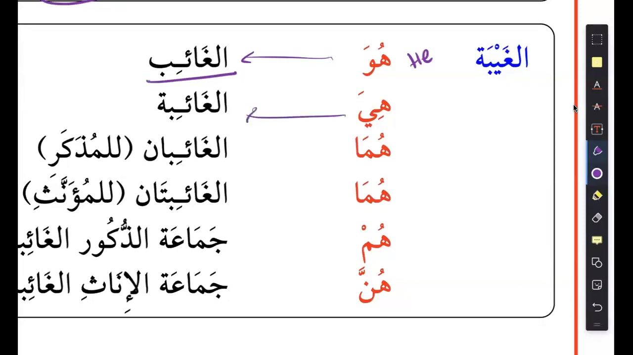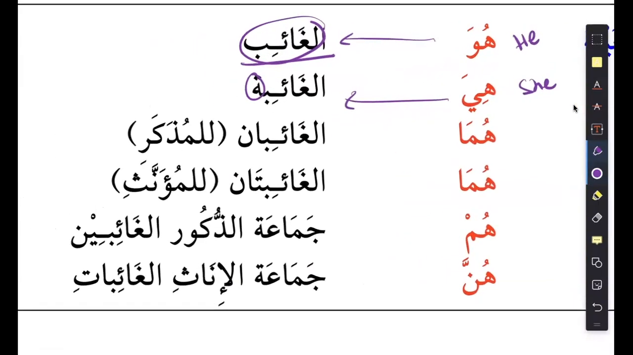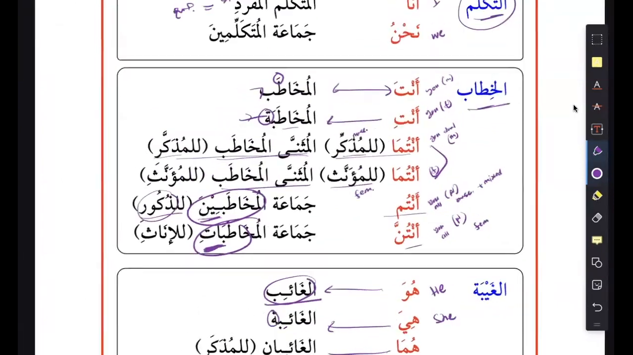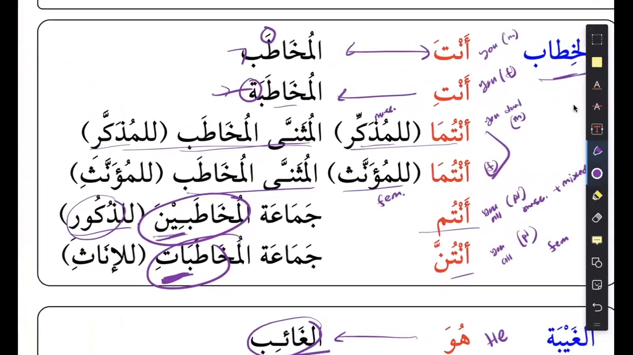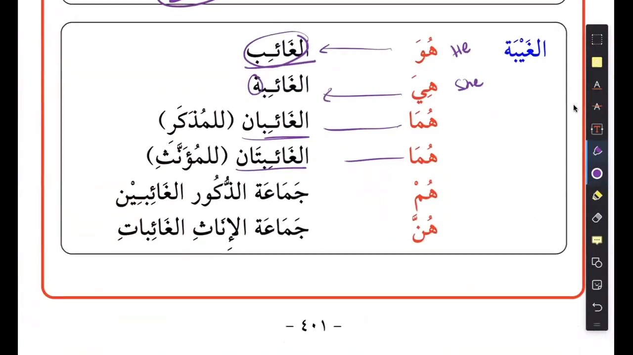And here is for she. They're using the same word ghaib, just adding ta marbuta to make it feminine. Al-ghaiba. That's what I wanted. See what they did here. Huma ghaibani lil mudhakkar. Huma ghaibatani. That's what I was telling you, that I wish they did this one here. But anyway, both of them are fine.